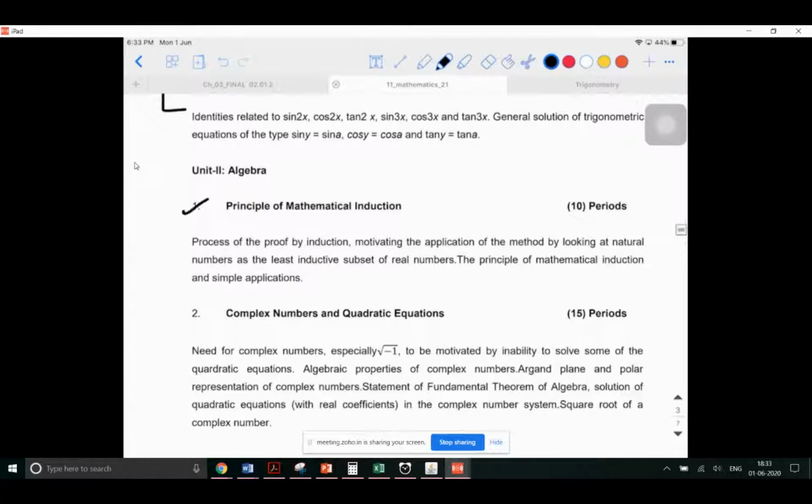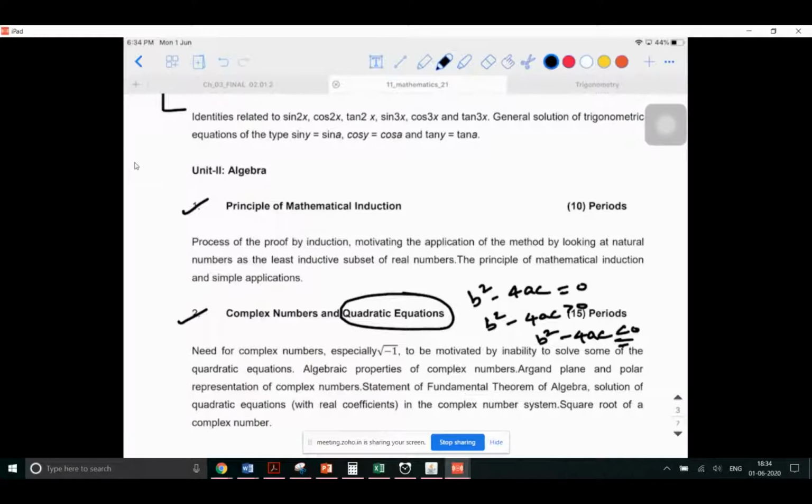Then you have a topic called principle of mathematical induction. Then you have a topic named complex numbers and quadratic equations. You would have learned quadratic equations last year, right? When you dealt with quadratic equations, you would have learned a concept called discriminant. Discriminant is nothing but b square minus 4ac. If b square minus 4ac is equal to 0, then you say the roots are real and equal. If b square minus 4ac is greater than 0, you will say the roots are real and distinct. Now, b square minus 4ac is less than 0, you say no real roots, right?